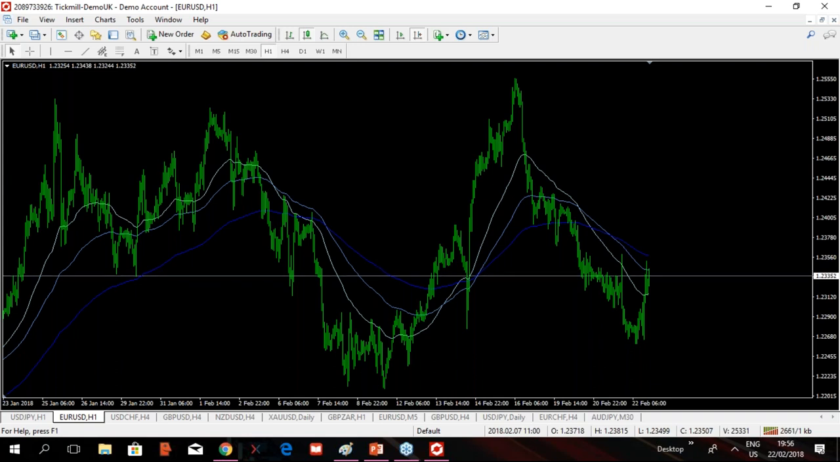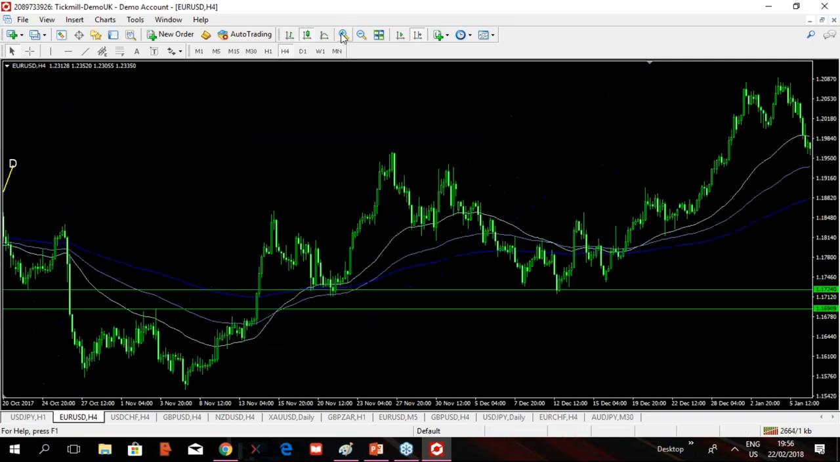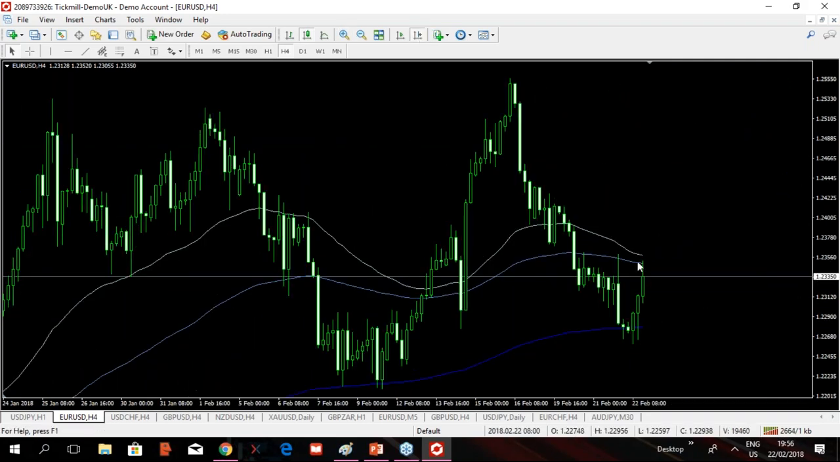So here, if I move my time frame to the 4-hour time frame, I still get that same situation whereby the candles are in between three lines. When they're in between three lines, it's just a good sign to stay out for a while until you get candles going above or under.